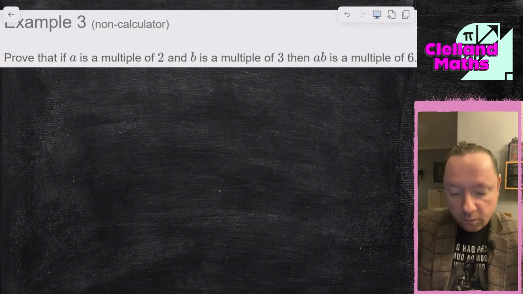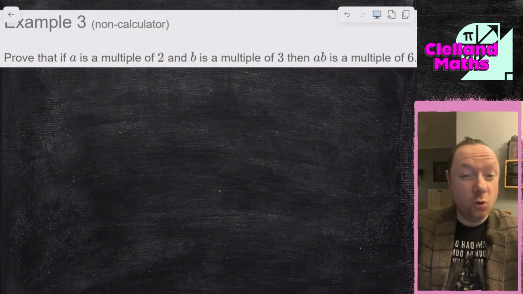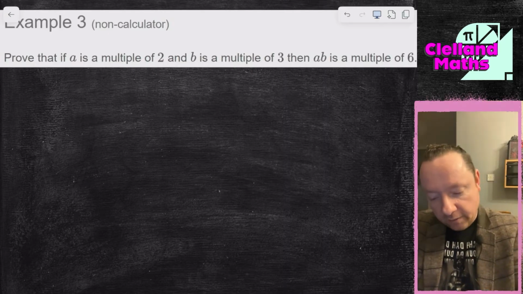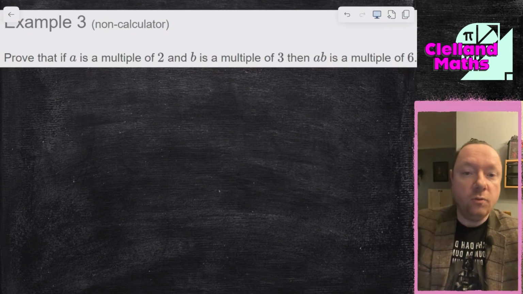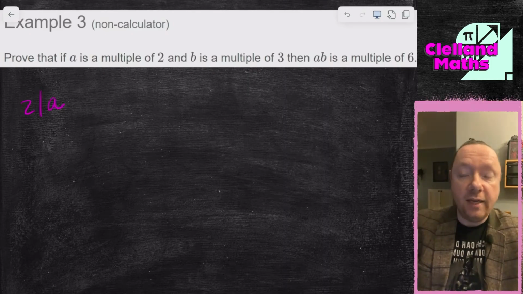Prove that if A is a multiple of 2 and B is a multiple of 3, then AB is a multiple of 6. This kind of shows off quite well how to write numbers as multiples of other numbers, and we'll get into how to write even and odd numbers soon. But to write that if A is a multiple of 2, that means that 2 divides A. There's a new symbol for you, divides, a line.